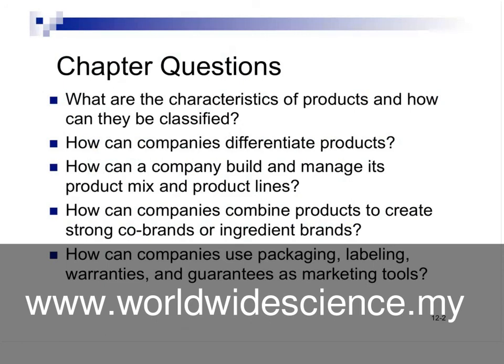So these are the questions, or some of the questions, that we're going to cover in this chapter. So let's just go to the detail. Anything that can be offered to a market to satisfy a want or need is called a product. So basically, the definition of product is quite broad. Everything can be a product nowadays.